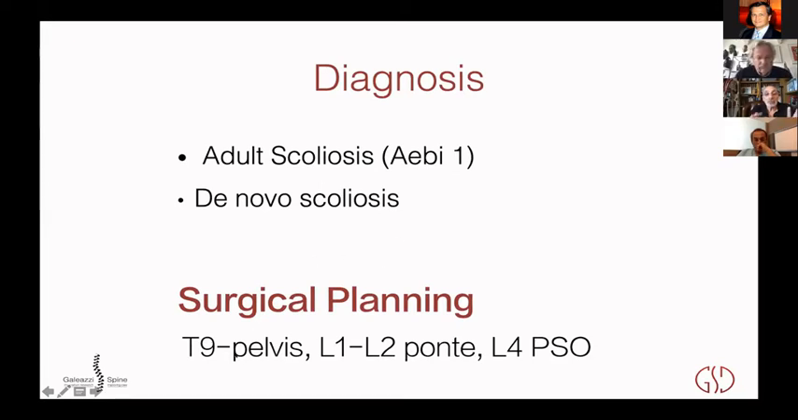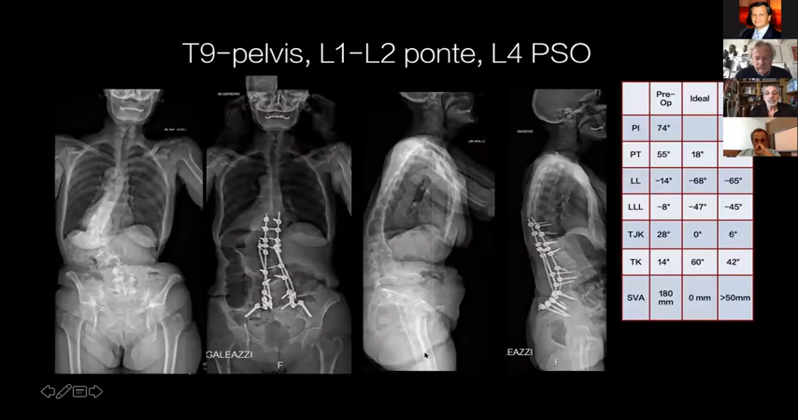We plan to perform a T9 pelvis fusion with L1, L2 Ponte osteotomy, and L4 PSO. This is because we want to try to reduce the stiffness of the curve in the coronal plane. It is the reason why we decided to perform the Ponte osteotomy at the apex. But in order to restore the sagittal alignment, we decided to perform an aggressive L4 PSO.